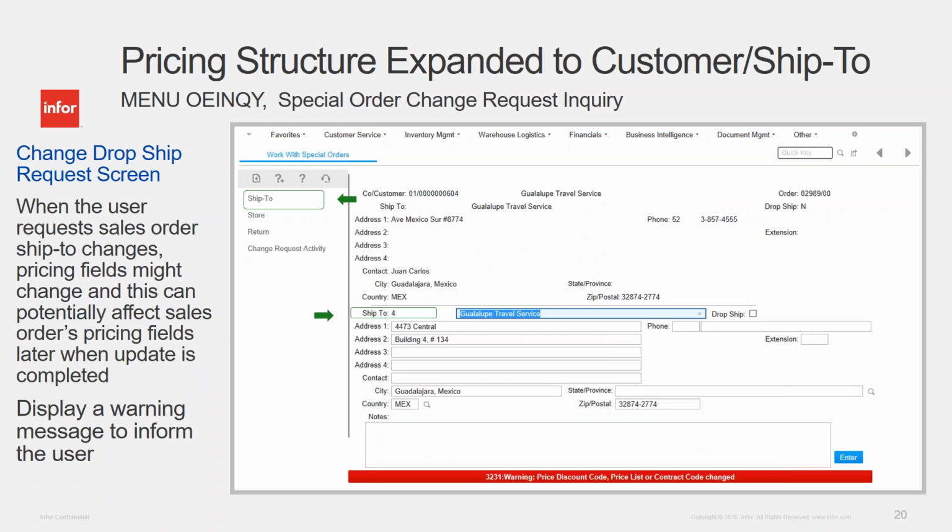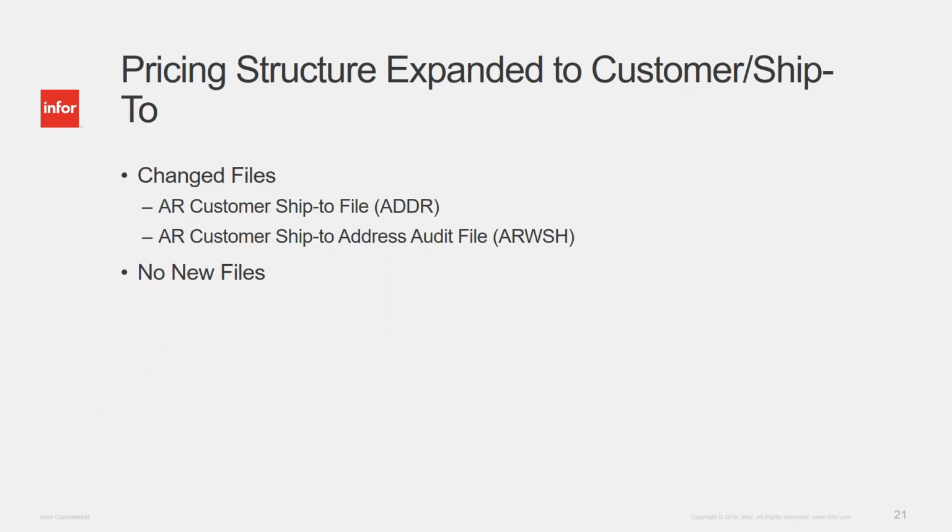Special order change requests change drop ship screen. When the user requests sales orders with ship to changes, pricing fields might change, and this can potentially affect the sales order's pricing fields later when the update is completed. We will, again, inform the user with a warning message. And because we have new fields, we had to update a couple of files, and there they are for you.